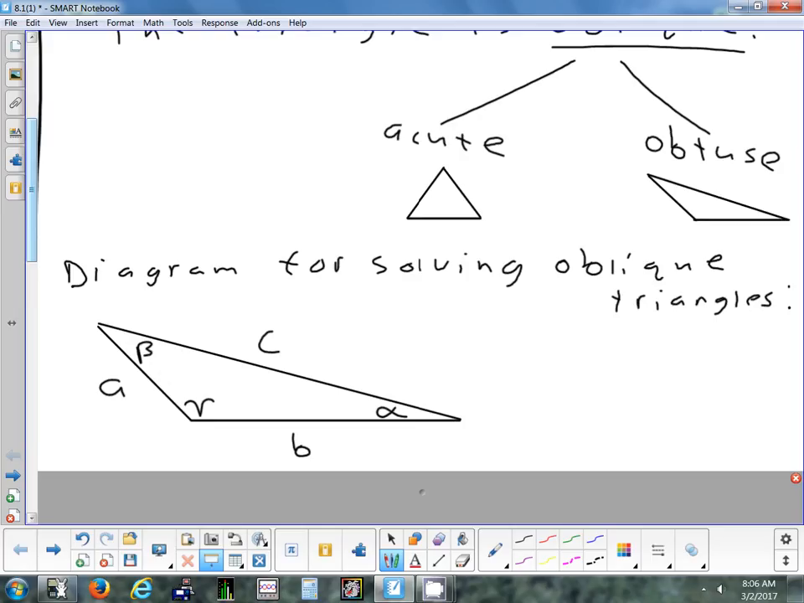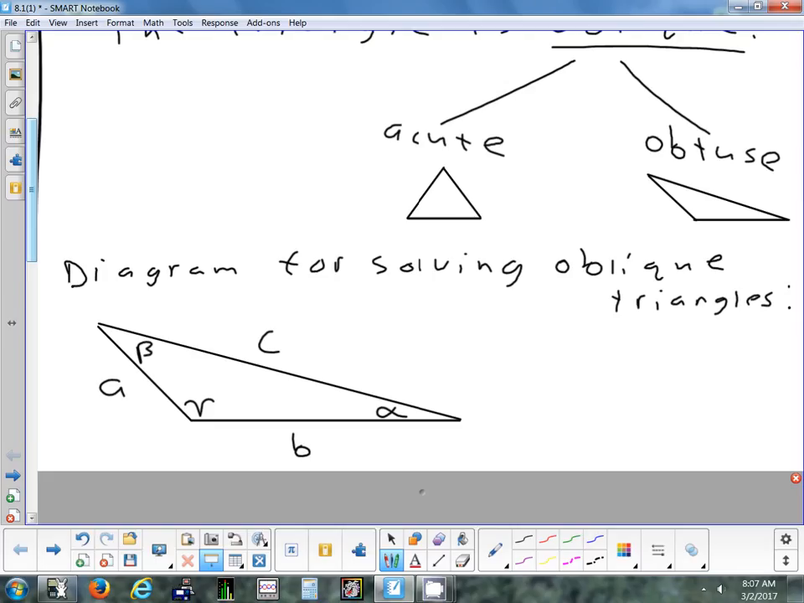That's a fact we can still use. So there's our diagram for solving oblique triangles. The sides are the same as what we've done before, A, B, C. A always has to be across from alpha. B, you always want to set up across from beta. And then before, C was always across from the right angle. Well, it's not a right angle anymore. So I had to give it another name. Does anybody know what the Greek letter is across from C? Yep, it's gamma.